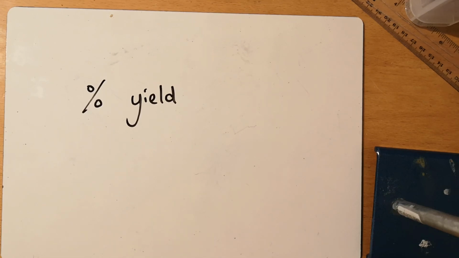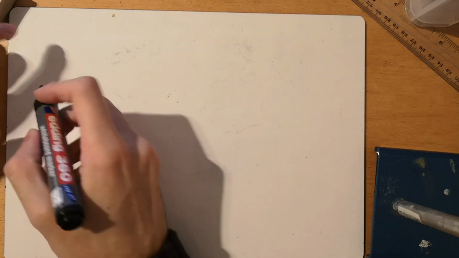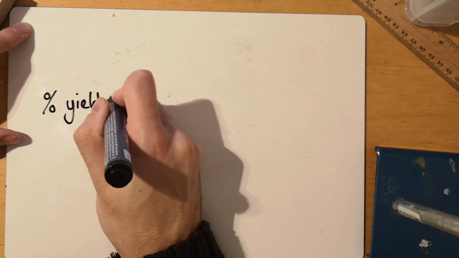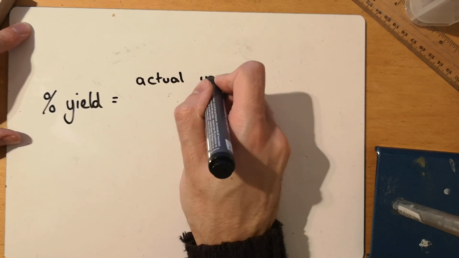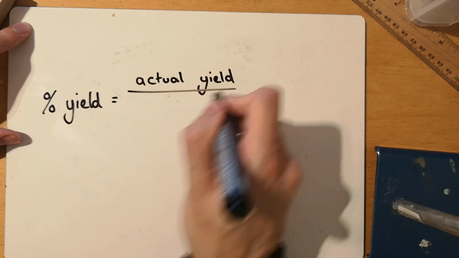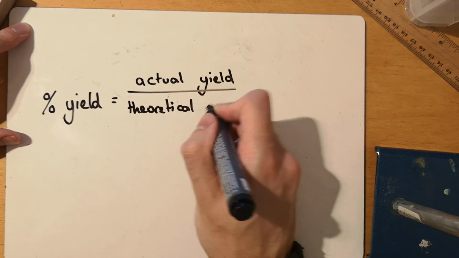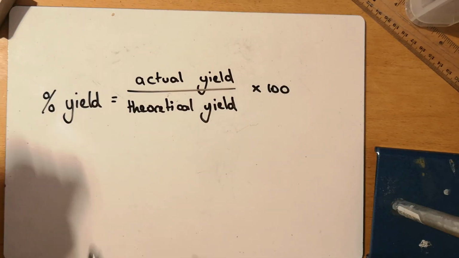Hi, this video is going to be on percentage yield. Percentage yield is a calculation we use in chemistry. There is an equation to remember, and it's percentage yield is equal to the actual yield divided by the theoretical. And then we times that by 100 to get a percentage.